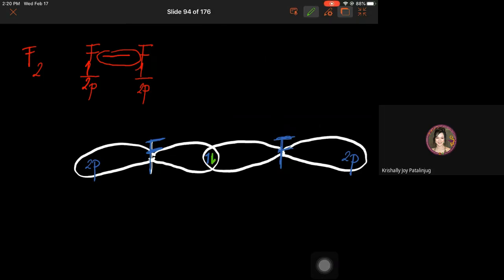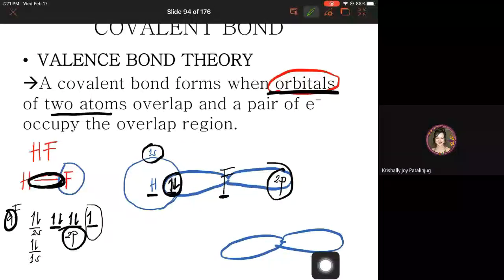Alright? So, merong half-filled 2p orbitals that interact end-to-end. Okay, so ito yung overlapping region. That is how this covalent bond is being formed. Okay, so that is the concept, the basic principle of valence bond theory. You have orbitals of two atoms that overlap, and on that overlapping region, doon nagpe-pair up yung electrons. Alright, so this is the importance of valence bond theory in understanding how a covalent bond is formed.